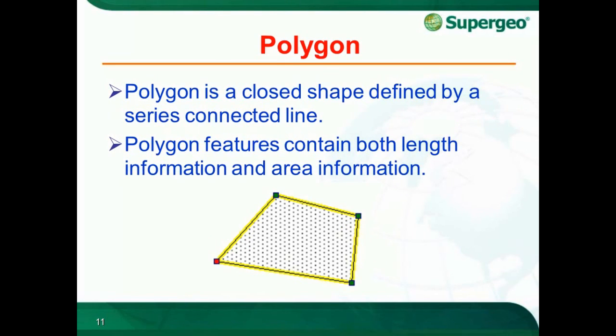And the last one we want to talk about is polygon features. From the diagram here, a polygon is defined by connecting lines, and it is a closed shape feature in which the first and the last coordinate pair are the same. And polygon layers contain both length and area information inside.